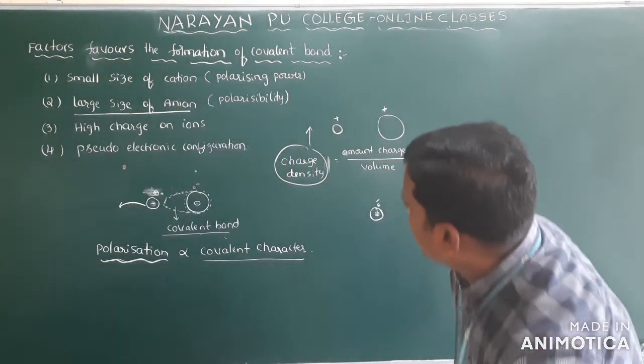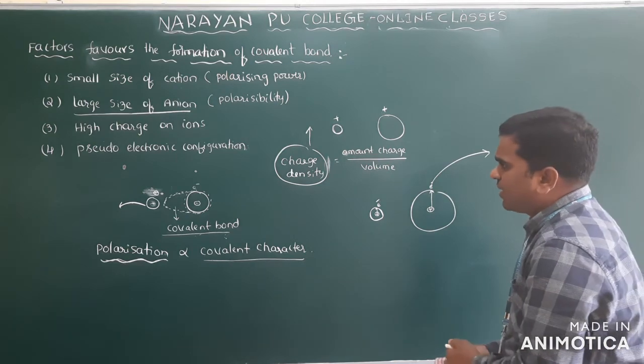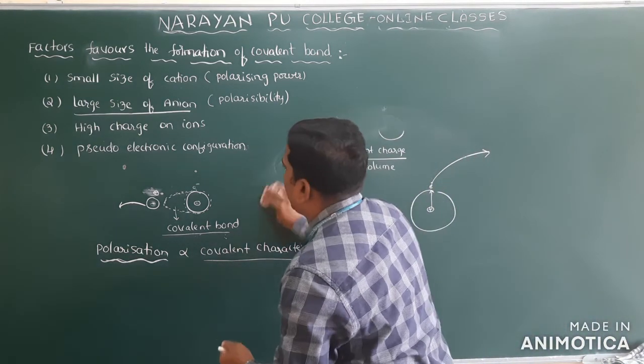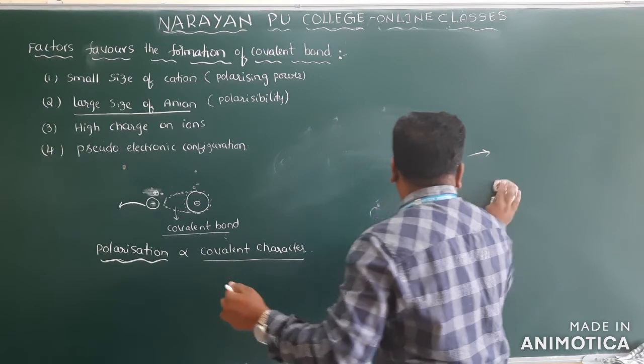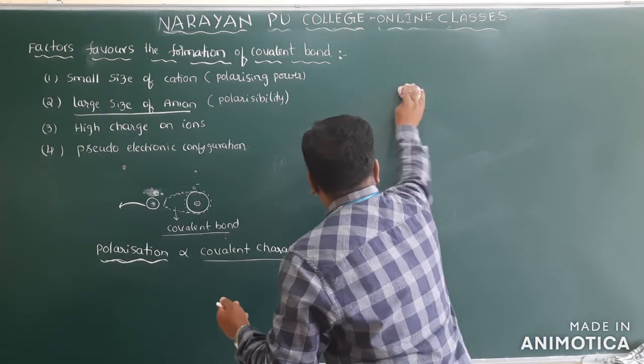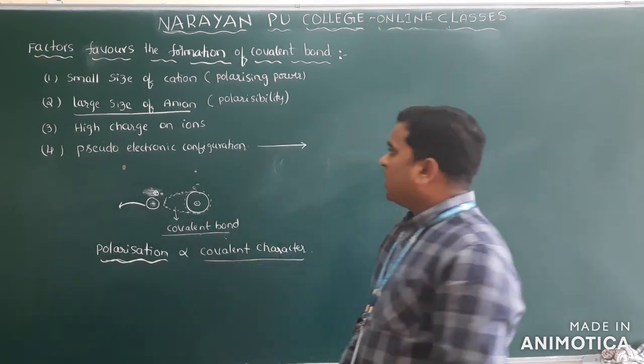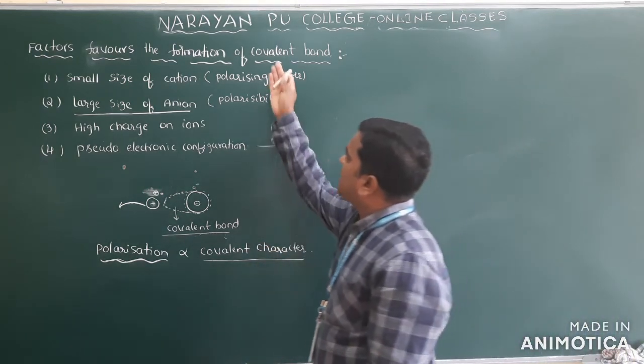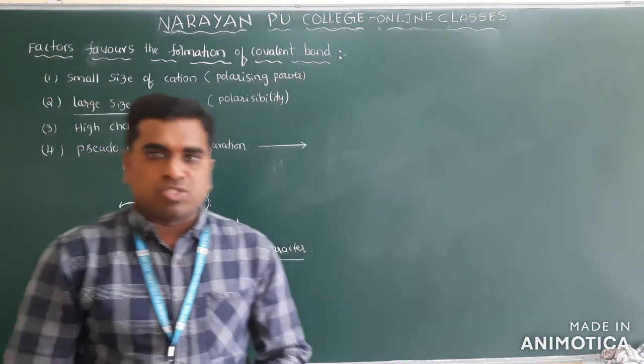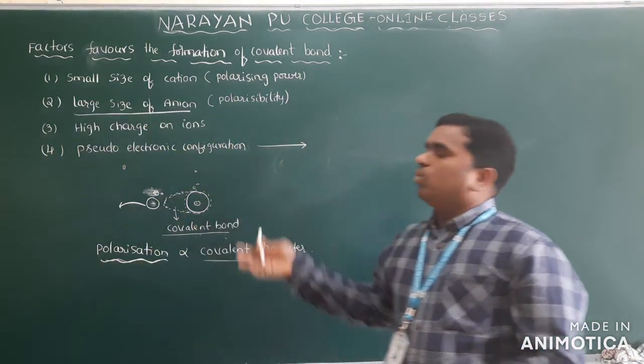And the next one, the fourth one, is pseudo electronic configuration. Clear? What is pseudo electronic configuration? We have to discuss this. It also helps in the formation of which bond here? Covalent bond. And we have to discuss how.